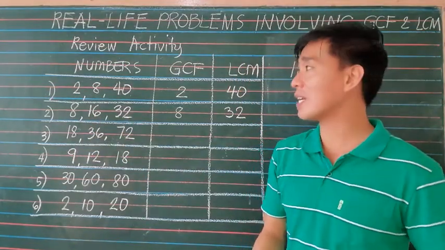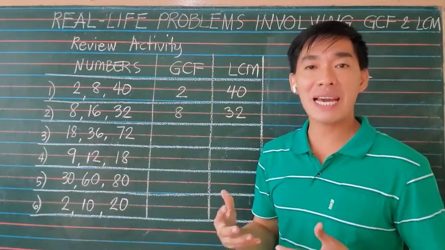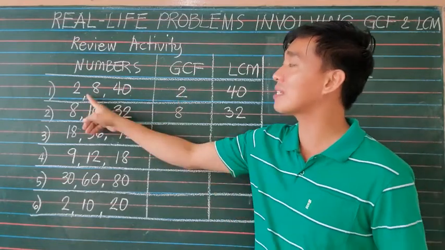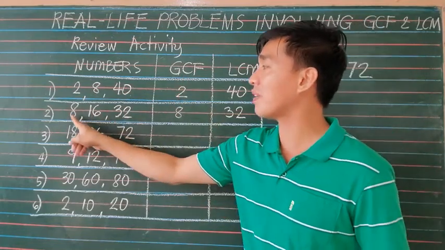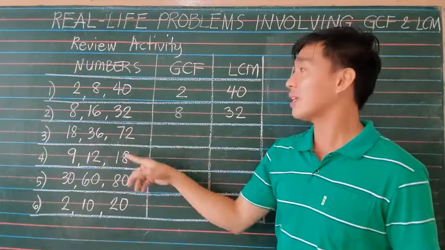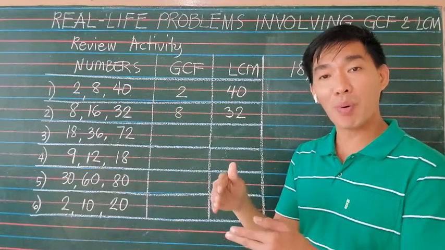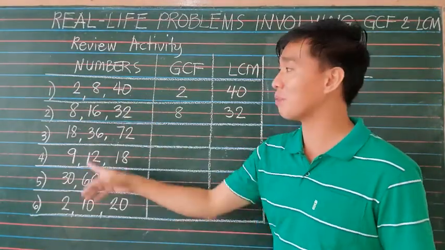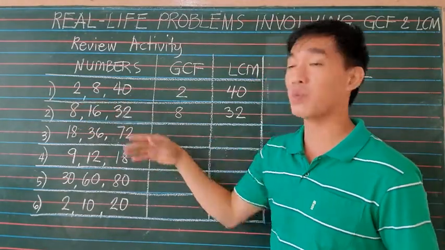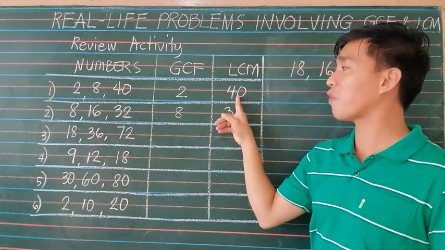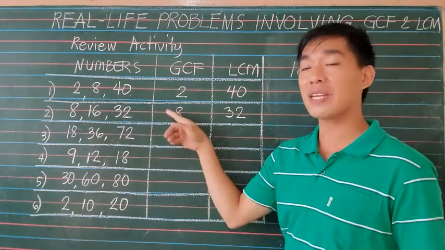Again, I would like to emphasize that when we say GCF, that is the greatest common factor. It simply means the largest number that can divide all of these numbers. What is the largest number that can divide 8, 16, and 32? Now, when we say LCM, it is the smallest number where all of these numbers meet if you will skip count by 8, by 16, and by 32. The smallest number where these three numbers will meet, the first number where they meet.